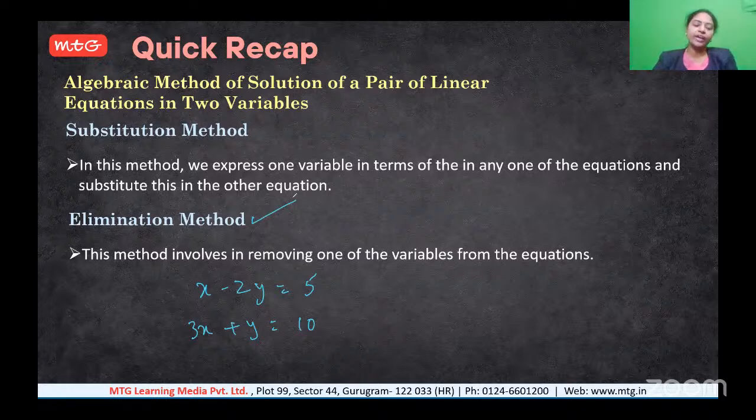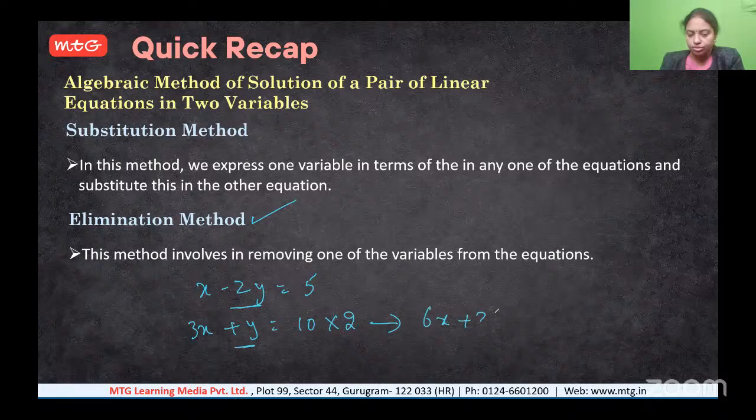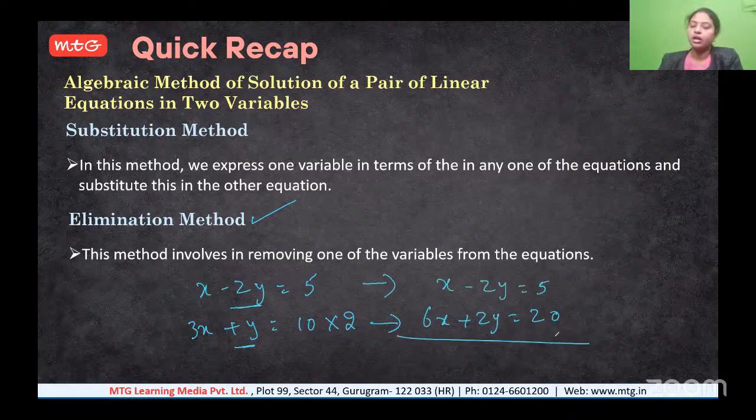If I want to remove y, what will I do? Here I have 2 times y, and here I have 1 time y. So I will multiply this equation by 2, and it becomes 6x plus 2y equals 20. The other equation I will use as it is, which is x minus 2y equals 5. Now on solving this, if I add these two equations, I get 7x equals 25. x equals 25 by 7.